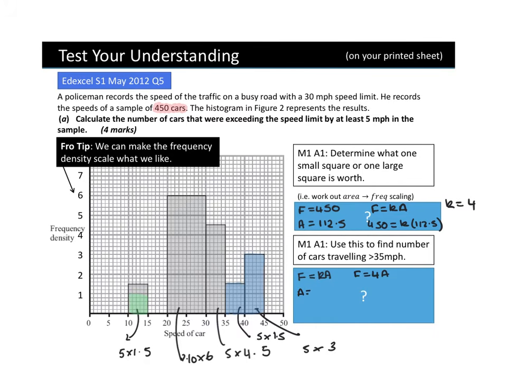So our area for this is 22.5, where our frequency, well, yeah, we're saying greater than 35 miles per hour, aren't we? So now we're going to have frequency equals 22.5 multiplied by 4, which is going to give me 90. So what does this 90 mean? 90 cars exceeding the speed limit. That's what that means.